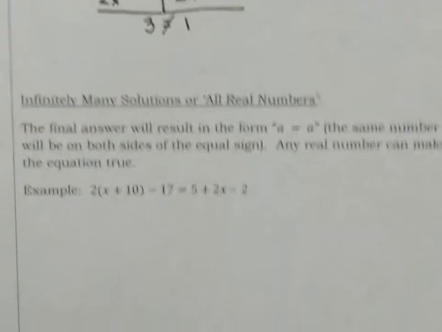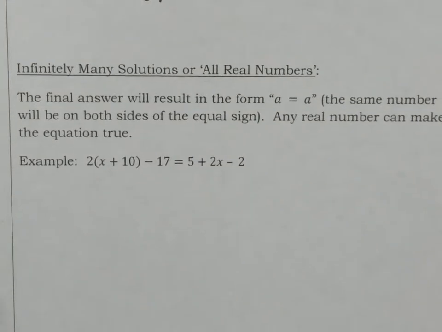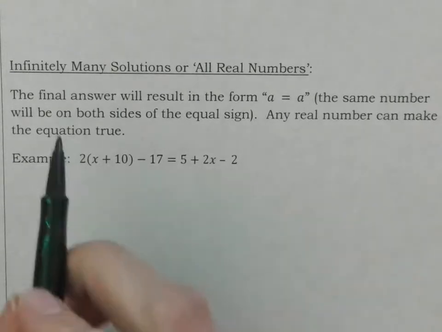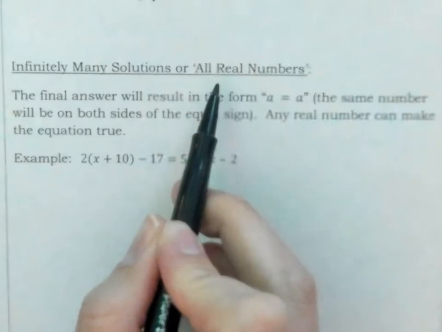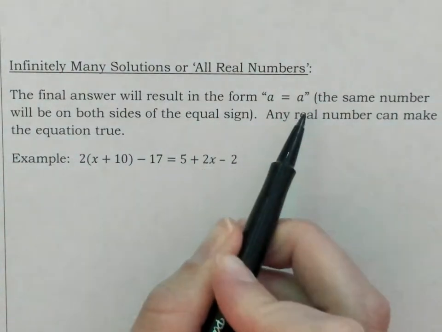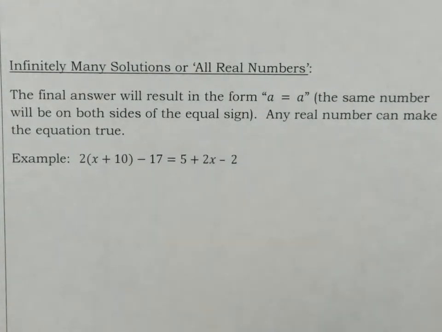Okay, the second type of equation is one that has infinitely many solutions, or all real numbers. If it was a multiple choice, you could see the answer listed as either of these. Basically it results in, when you solve it, A equaling A. So the same number is equal to each other on both sides.